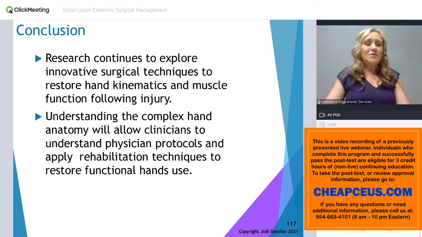In conclusion, we have covered many different surgical procedures of the hand to take a look at and understand the anatomy in the area and how we should monitor our patients post-operatively, as well as considerations we should have while we are going through their rehab.